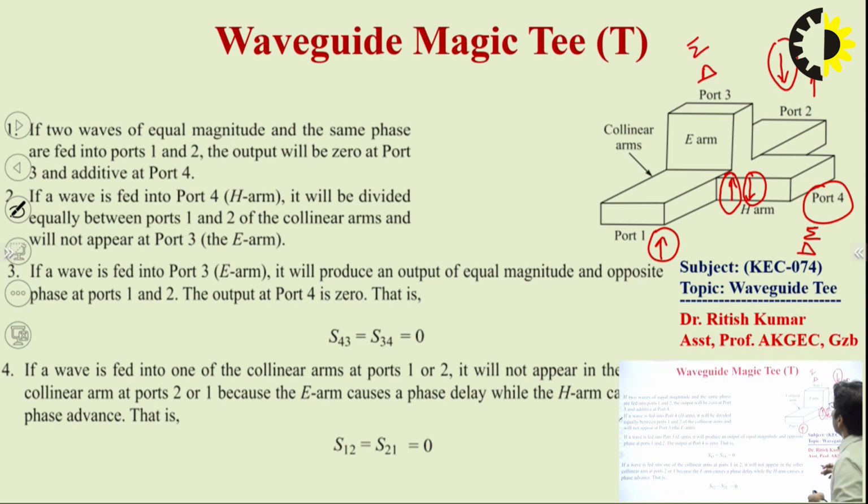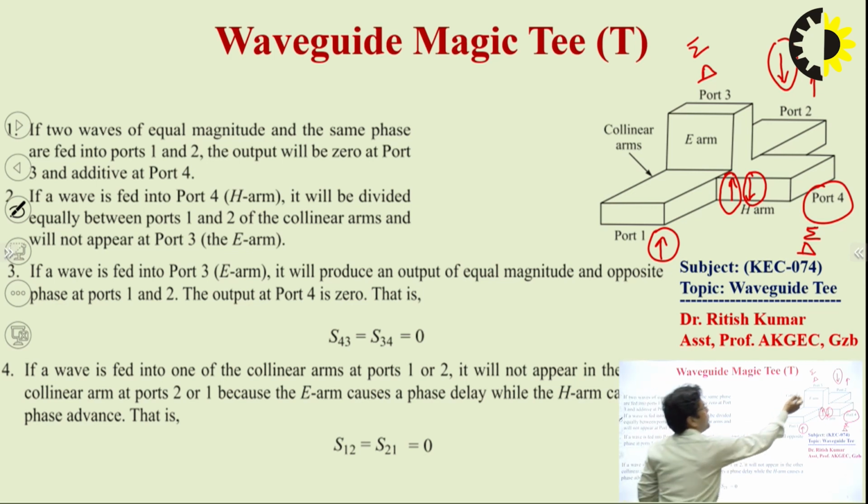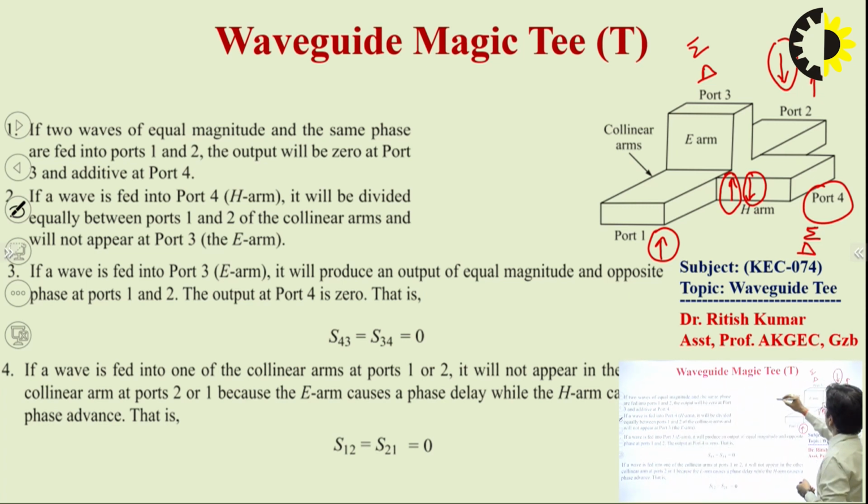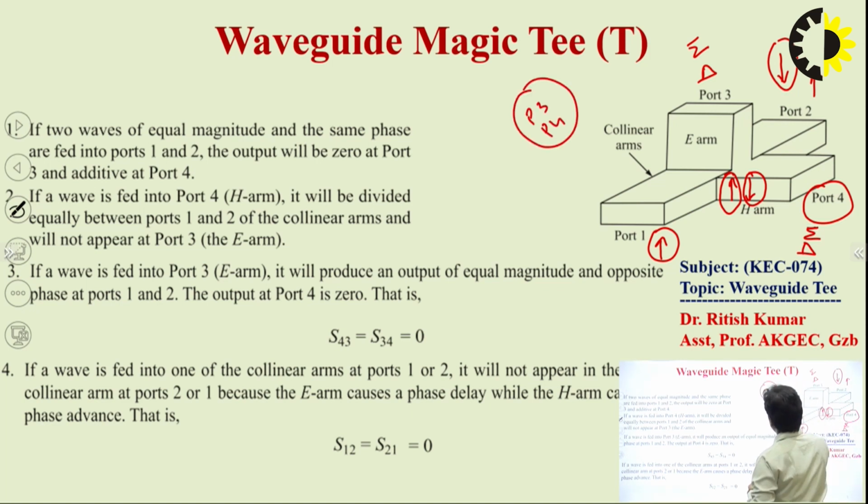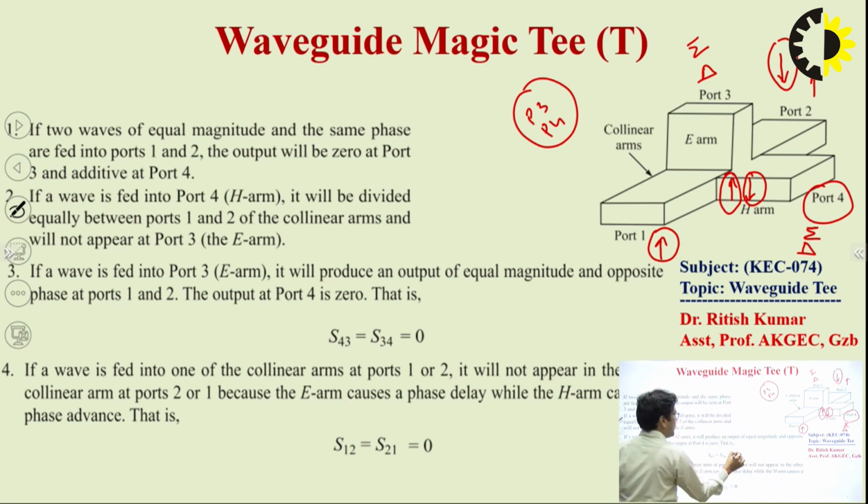So this is the working mechanism of the Magic Tee, which is nothing but a combination of E-plane Tee and H-plane Tee. These two ports are known as isolated ports. Port number 3 and port number 4 are the isolated ports. So in that case S43 and S34 would always be equal to 0.